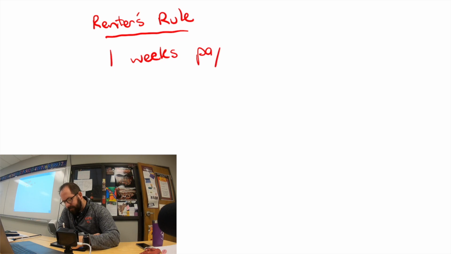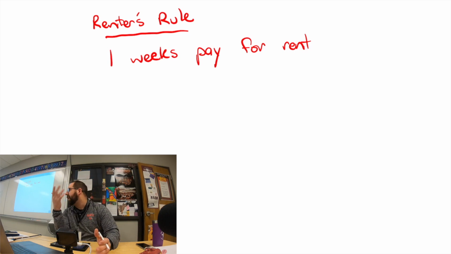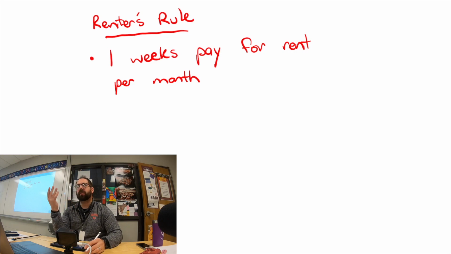So let's talk about the renter's rule. The renter's rule is that you should only use 1 week's pay for rent. So if you're paid 52 weeks a year, that's every week, right? There's 52 weeks in a full year. You take 1 week's pay per month, and that's what you should be paying for rent. That's a lot. So it just depends on how much you make. And again, this is a rule of thumb. You should not spend more than 1 week's pay.